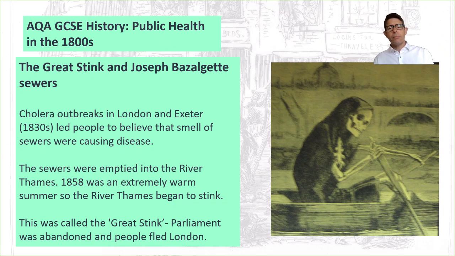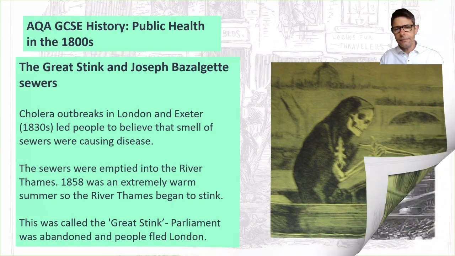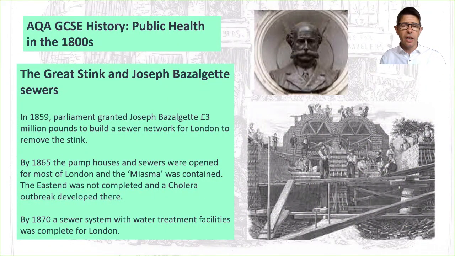So cholera outbreaks in London and Exeter led people to believe that the smell of the sewers was causing disease. So London decided to flush out the sewers and empty them of all the waste into the river. And so by 1858, in a warm summer, the river stank. And it was called the Great Stink of 1858. Parliament was abandoned. People fled London in fear. But when Parliament returned in 1859, they granted Joseph Bazalgette, an engineer, £3 million to build a sewer network for London to remove the stink.